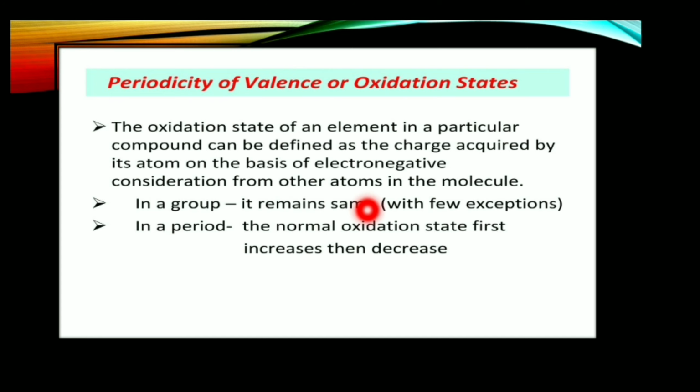Take an example, first group elements, alkali metals. All the alkali metals carry a +1 oxidation state. Similarly, the second group elements, alkaline earth metals, show the +2 oxidation state. Some of the group elements have a few exceptions. In a period, the normal oxidation state first increases then decreases, depending upon the two scales, the oxides and hydroxide scale, and the oxides and hydride scale.